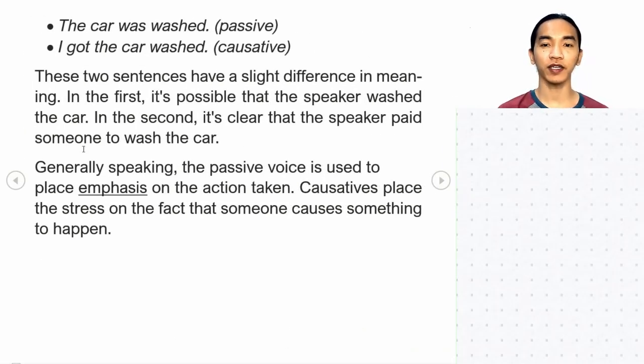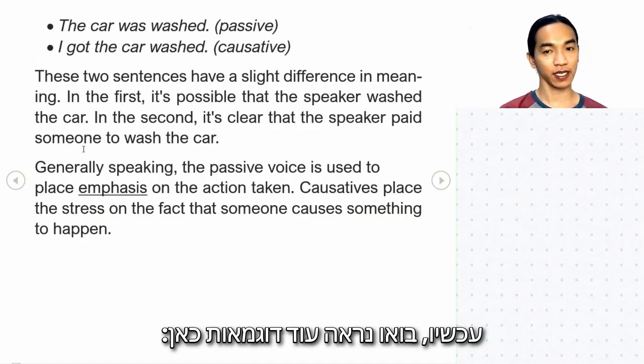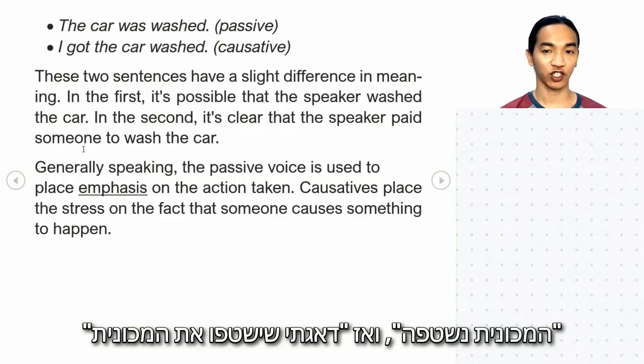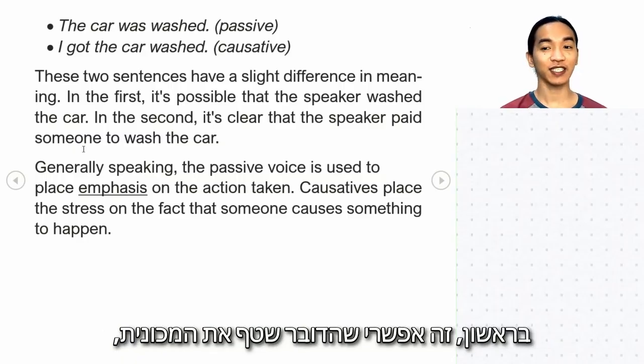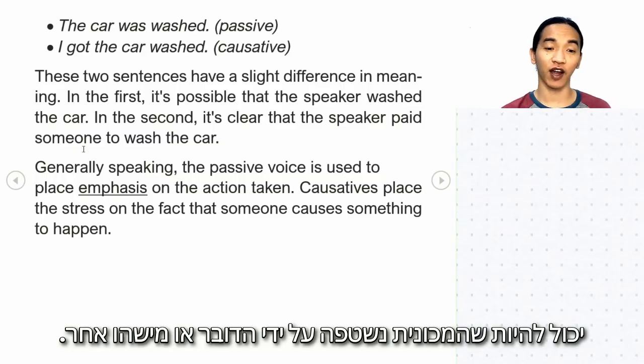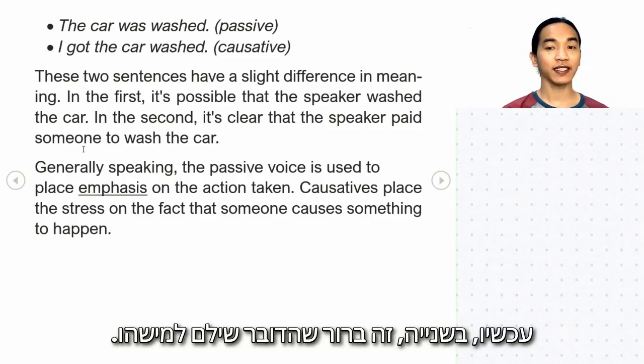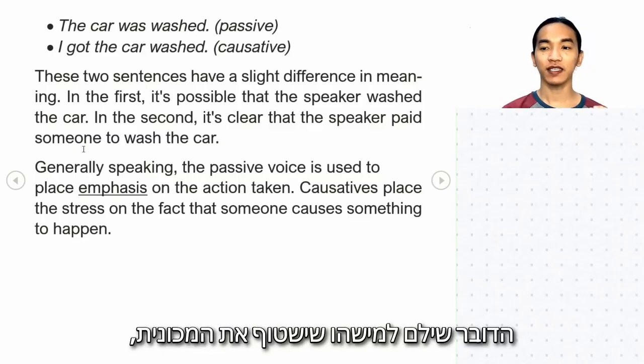Okay, moving forward. Now, let's see more examples here. The car was washed. And then, I got the car washed. So these two sentences have a slight difference in meaning. In the first, it's possible that the speaker washed the car. It's possible that the car was washed by the speaker or someone else. Now, in the second, it's clear that the speaker paid someone. It's like a service. The speaker paid someone to wash the car.